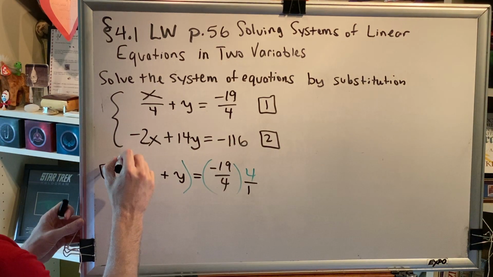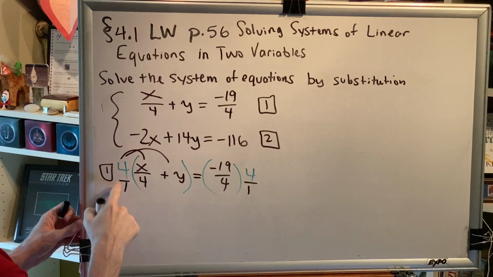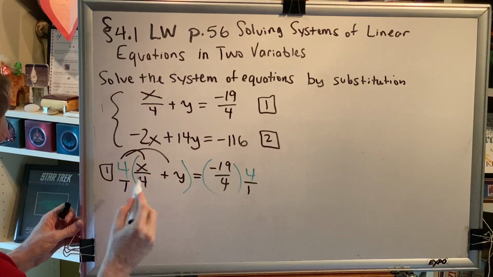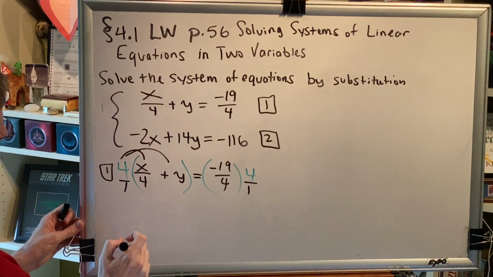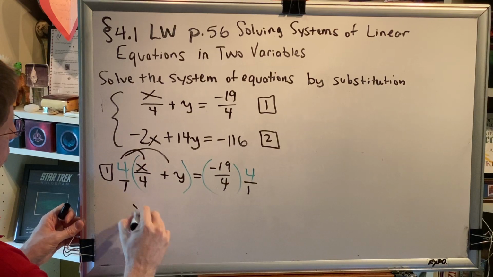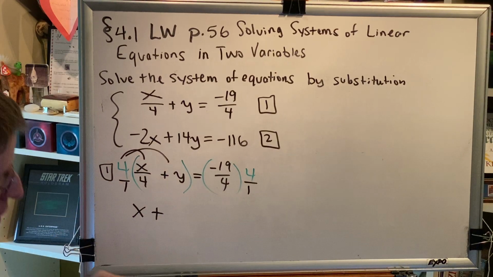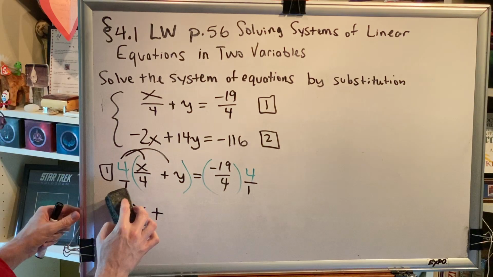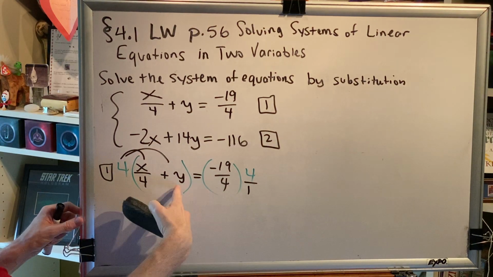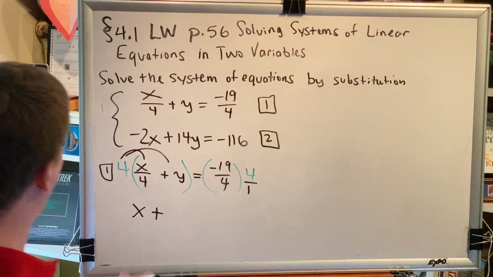All right, so I'm going to use the distributive property on the left. 4 over 1 times x over 4. This 4 and this 4 cancel, leaving me with x over 1, which is just x. When I distribute the other, I remember that this is just a 4 being distributed to a y, which is 4y.